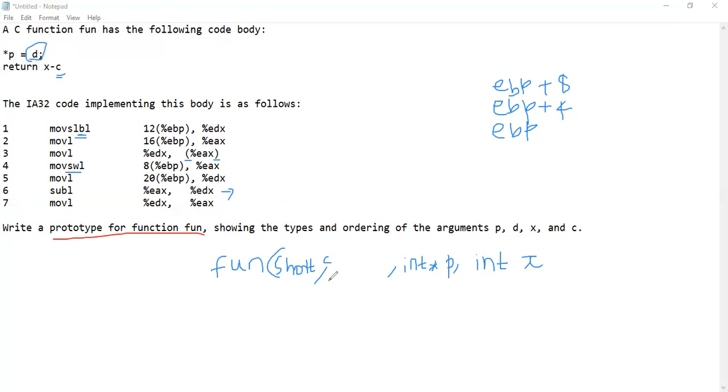So short c is the first argument, char d is the second argument. So this is the function signature. So we solved the problem. p is, of course, an integer pointer, a pointer type. We can also see it in the C code fragment they gave us. And d is a character type. x is an integer type, and c is a short type. So we found all the types and the actual signature.